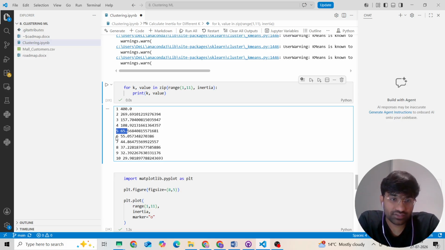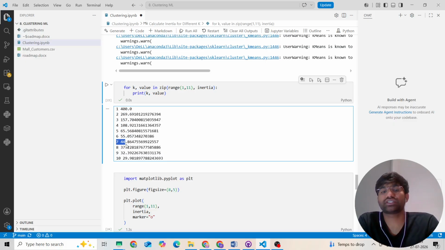But you see k is 6, only 10 units. K is 7, again 10 units. This is not a significant reduction in inertia. Again k is 8, 37. See, the inertia value is not decreasing much. So my optimal k value should be k equal to 5, because after k equal to 5, the inertia value is not decreasing much. There is no significant reduction in inertia. So I will select optimal k as 5.